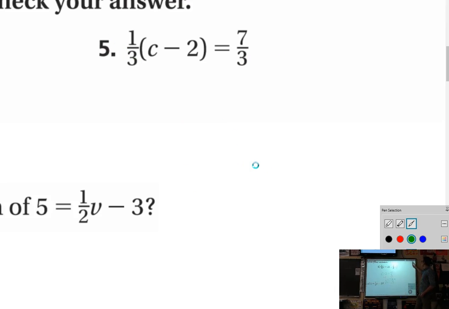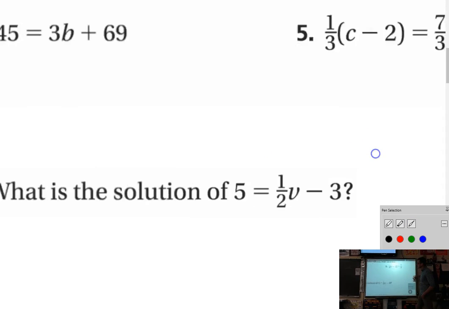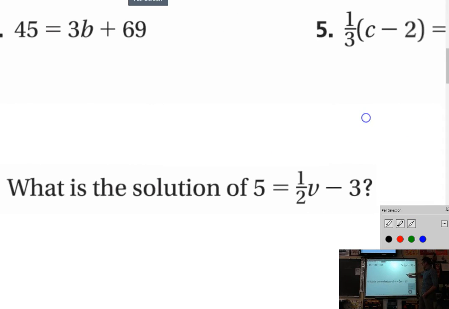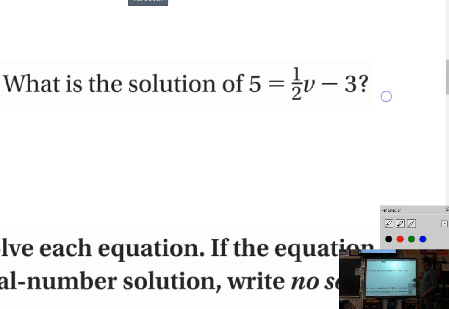Moving on to problem 6, we get slightly more complex here. So what is the solution? Sorry, this one isn't really much more complex. Now my variable's on the right-hand side, and it has a negative value with it, or a subtraction with it. So again, identify we have constant, variable, constant. I'm going to go ahead and leave my variable term on the right-hand side.